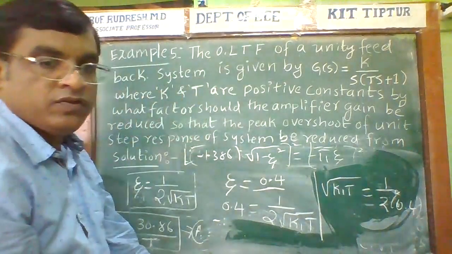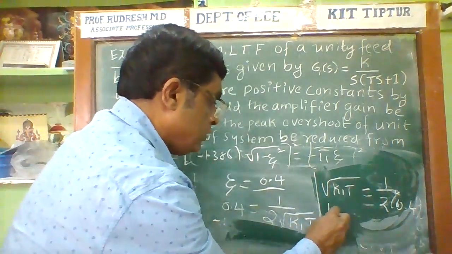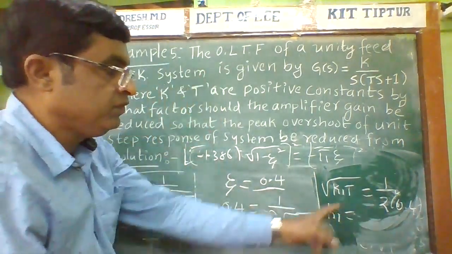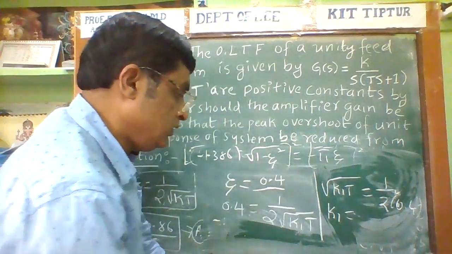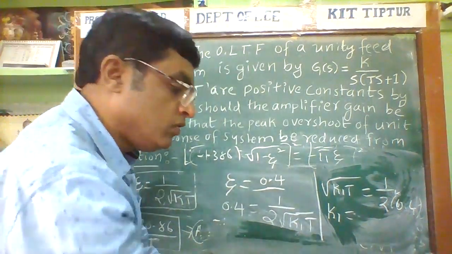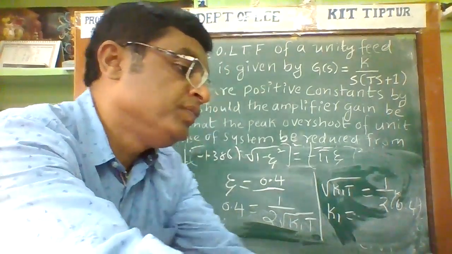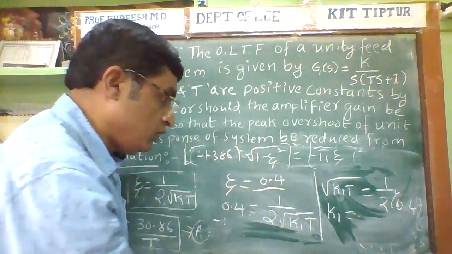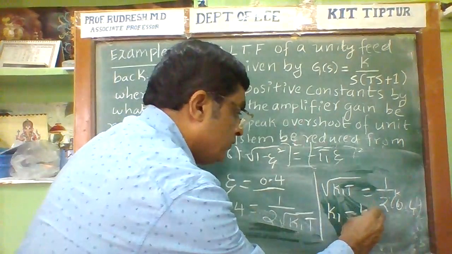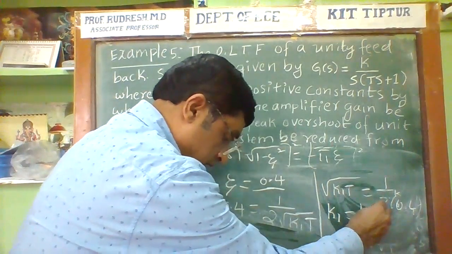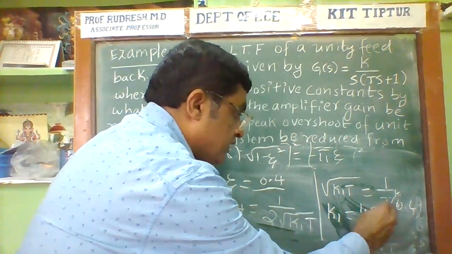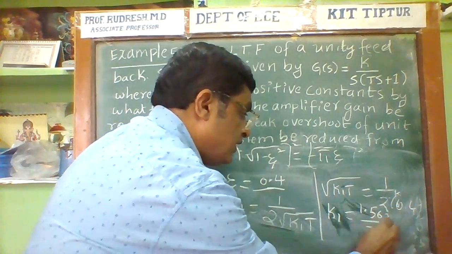Square on both the sides. Then what will be the K1 in terms of T? Now this is the K1, which is equal to 1.562 divided by T.